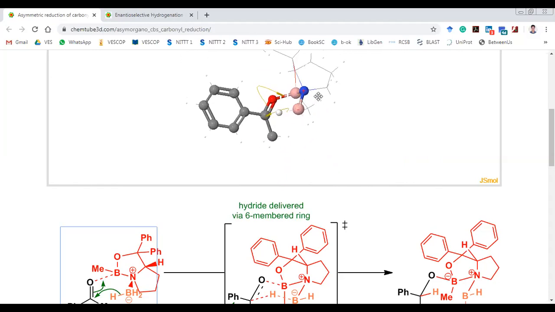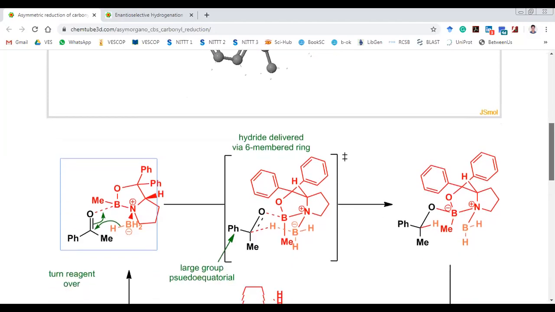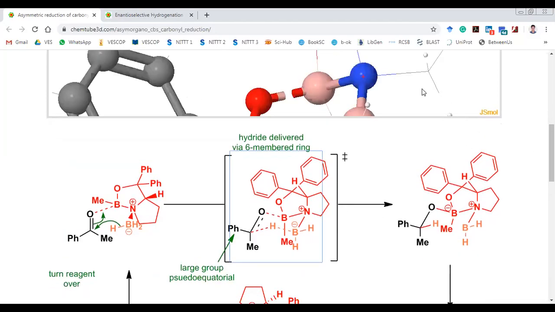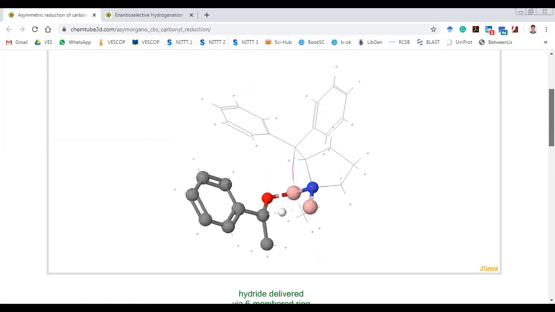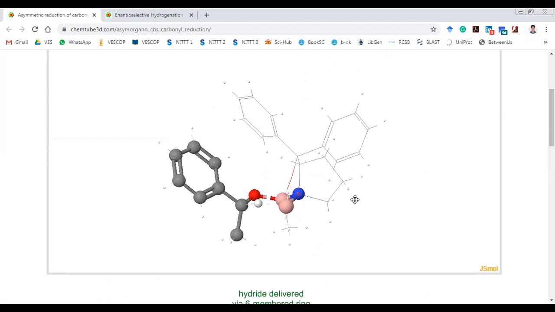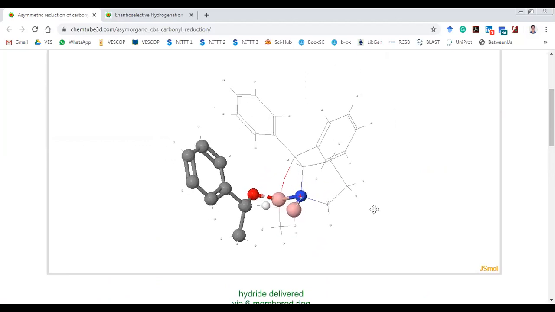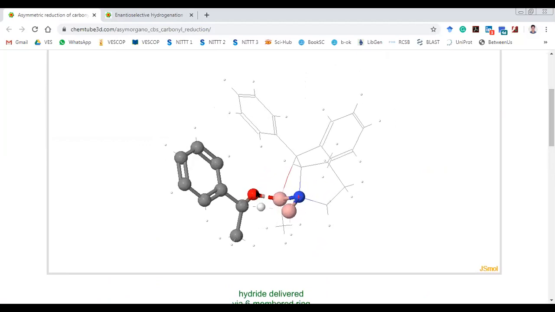you have the transfer of the hydrogen in this case onto the carbonyl. Now this is done via a six-membered ring, six-membered transition state. If you were to look at this as a chair conformation, this is the chair conformation as this. Now, why the enantioselectivity is occurring is due to this.